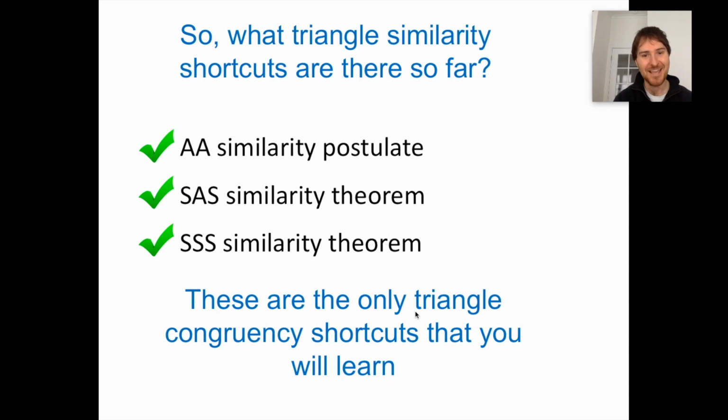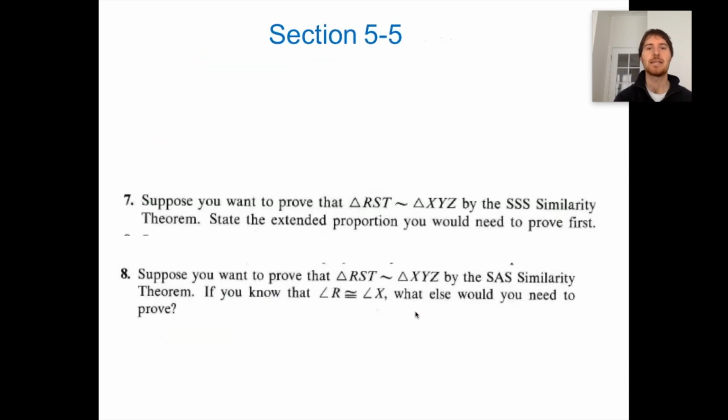And finally, the last one here. If we didn't know anything about the angles, but we knew that the three sides maintain the same ratio between the two triangles, that's enough to deduce right away. We can jump to it. Those triangles must be similar through the SSS similarity theorem, which says that if all sides are in proportion, you're good to go. Because I proved it for you in the last one here. These are the only triangle similarity shortcuts you will learn and need to worry about here.